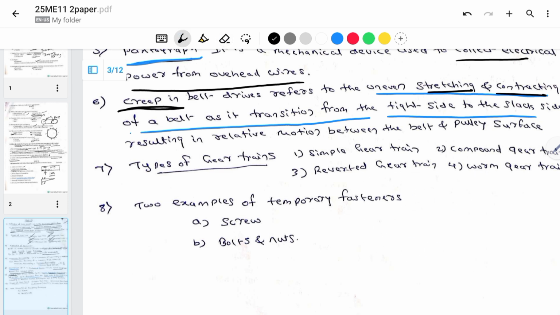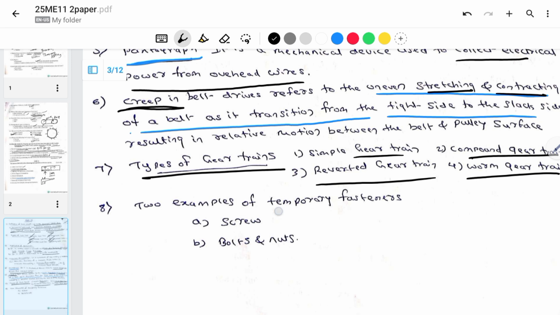The next one is types of the gear train. There are simple gear train, compound gear train, worm gear train, reverted gear train. So here four types of gear trains are there. Next, examples of temporary fasteners. Temporary fasteners are screw, bolt and nut, which you can easily remove. But weld joint is a permanent joint. Okay, welding is a permanent type of joint.